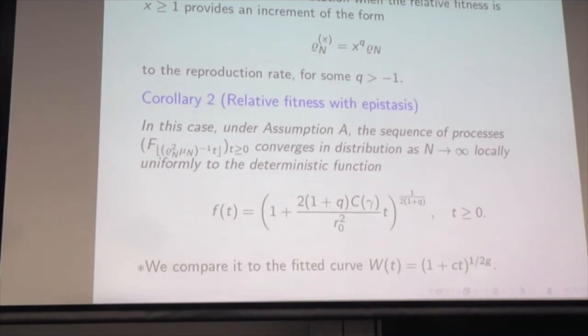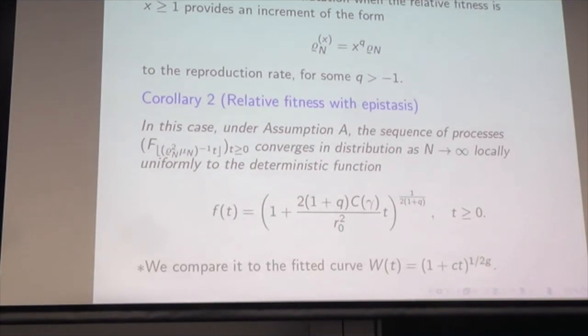So we introduce epistasis. Epistasis means the performance of the mutant will depend on the genetic background, depend on where you are. So where we are is, we assume the relative fitness is X. So the population relative fitness is X.